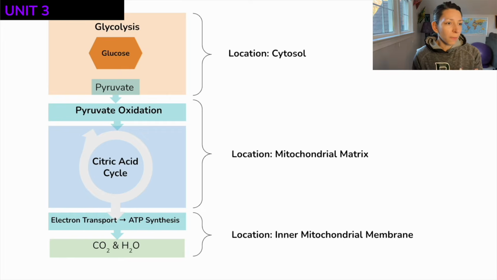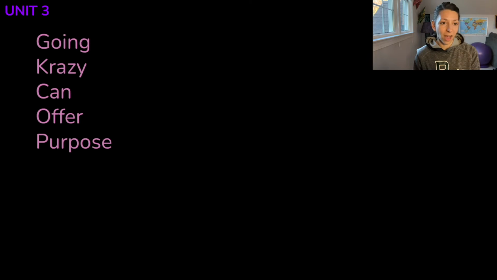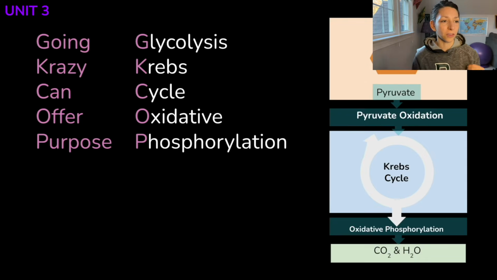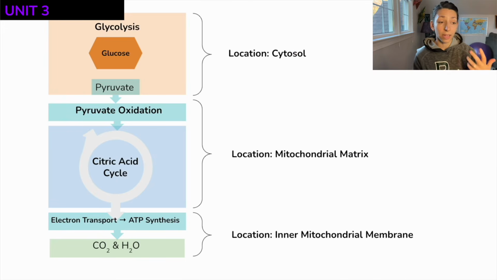So let's level it up a little bit and talk about these three main parts of cellular respiration. If you want a cool way to review, I like this mnemonic, "going crazy can offer purpose," which stands for glycolysis, Krebs cycle, and oxidative phosphorylation. Krebs cycle is also the citric acid cycle. You may have learned it either way or both ways, but I like this little mnemonic to remember all the individual parts. Now, glycolysis is the first part.